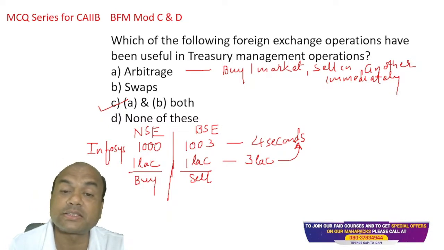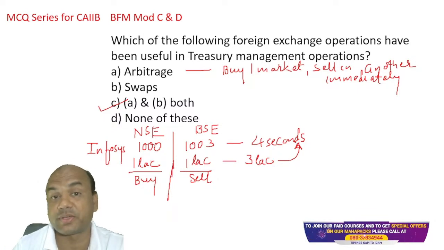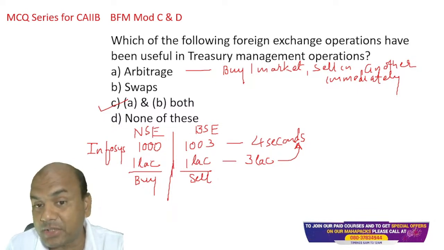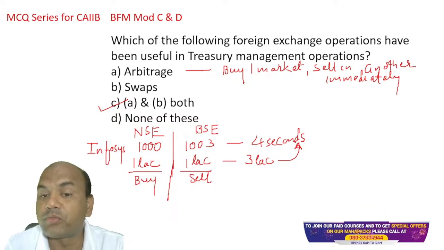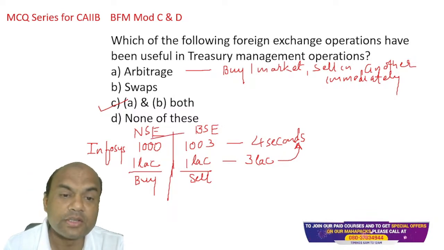That's why arbitrage is the most important and the safest transaction. But it is safest subject to the timelines. If you are able to follow the timelines, then it's safe. If you are not able to follow the timelines, you are gone. So that is arbitrage.